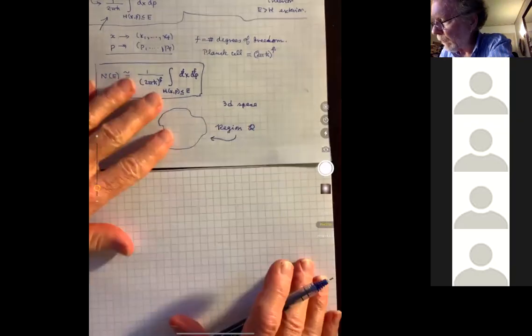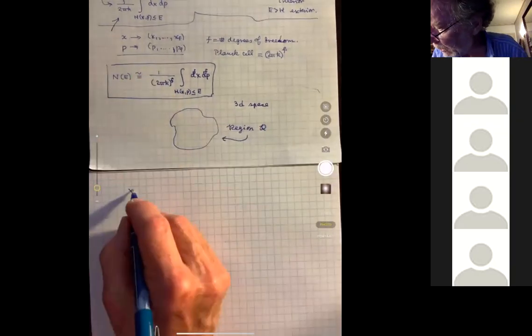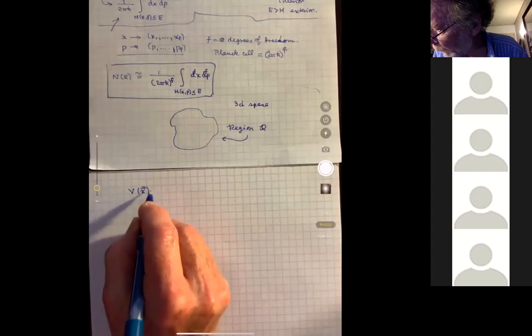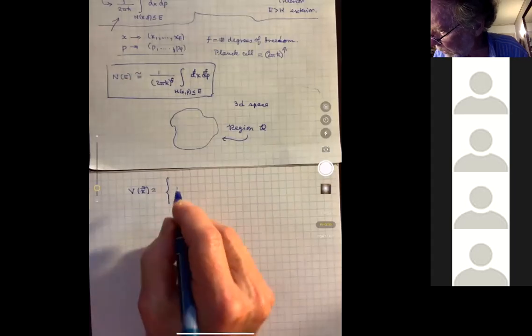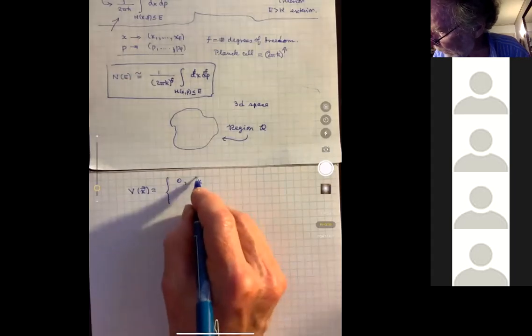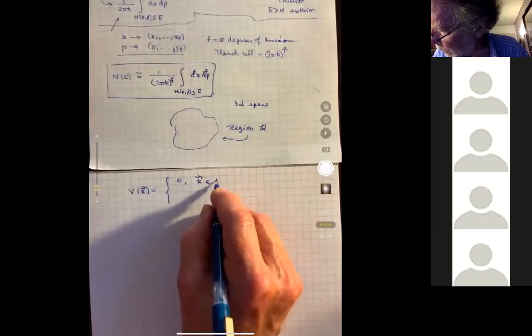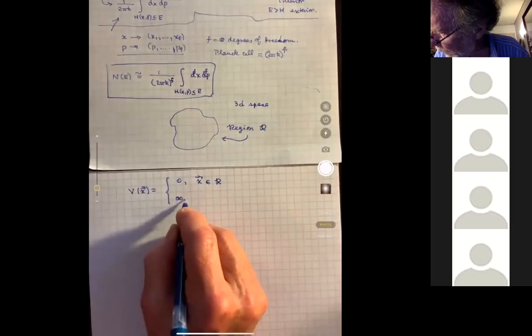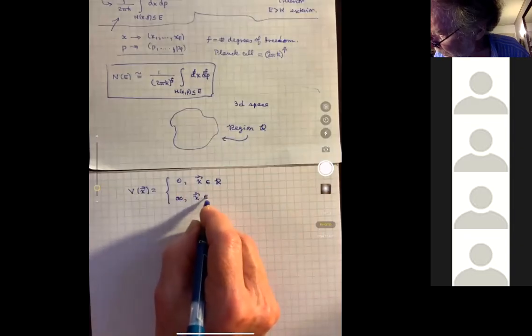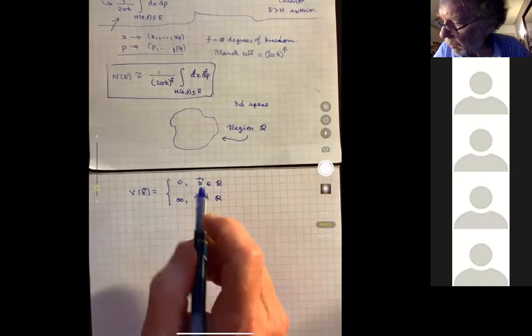And the potential energy is going to be this: V of x is equal to 0 if, I'll write it as x vector, because it's 3-dimensional space now, if x is contained in the region R, and it's equal to infinity if x is not contained in the region R. So in other words, it's a hard wall at the boundary.